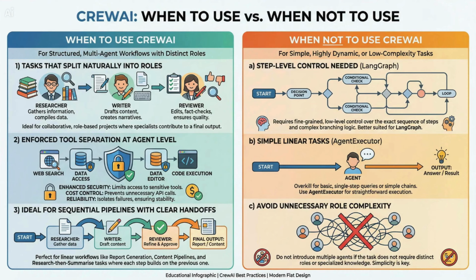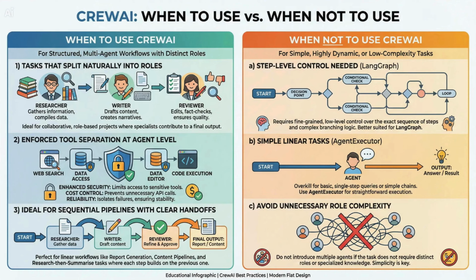Use it when role separation matters. If one part of your workflow should never have access to another part's tools, for security, for cost, for reliability, CrewAI enforces that at the agent level without custom routing logic. Use it when you are building pipelines, not just loops: sequential tasks with clear handoffs, report generation, content pipelines, research-then-summarize workflows. CrewAI suits these best.